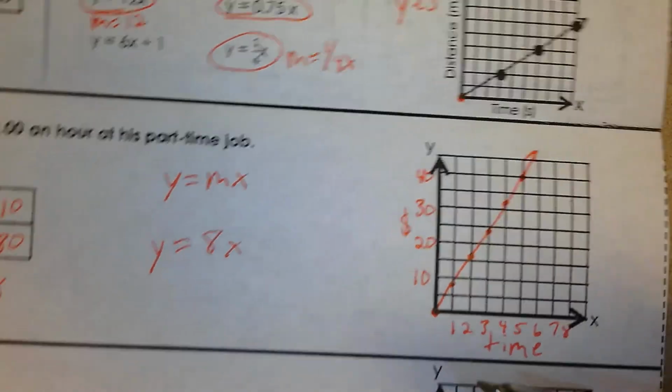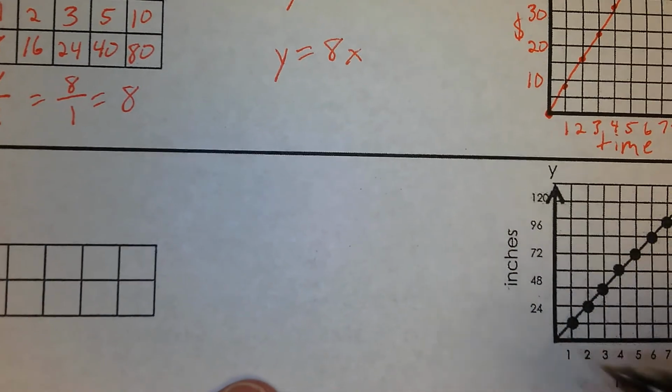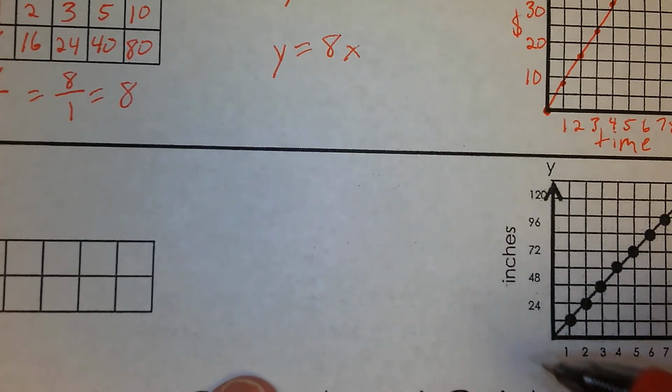So now you need to do the same thing for example number 5 on your own. If you have any questions, please let me know. And then after that, you will have an IXL assignment that you need to work on that is posted on Google Classroom.